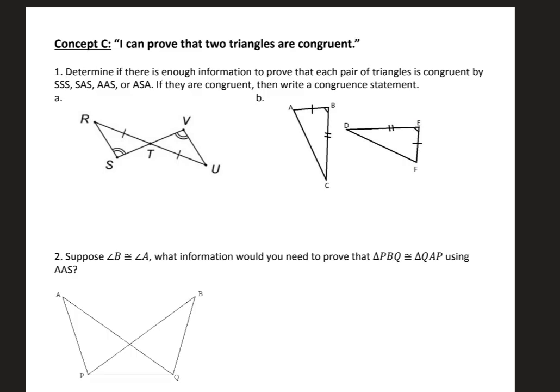Okay. Concept C, I can prove that 2 triangles are congruent. So number 1 says determine if there's enough information to prove that each pair of angles is congruent by SSS, SAS, AAS, or ASA. If they're congruent, then write a congruent statement. So first thing we need to do is look and see if there's anything extra we can mark, such as shared sides and vertical angles. Well, I see that this looks like a bow tie, which means that we have vertical angles. And then from here, let's label things as being sides and angles. So I see we have an angle here, and a side. And then same thing here, we have an angle here, side. So it looks like these are congruent by angle, angle, side.